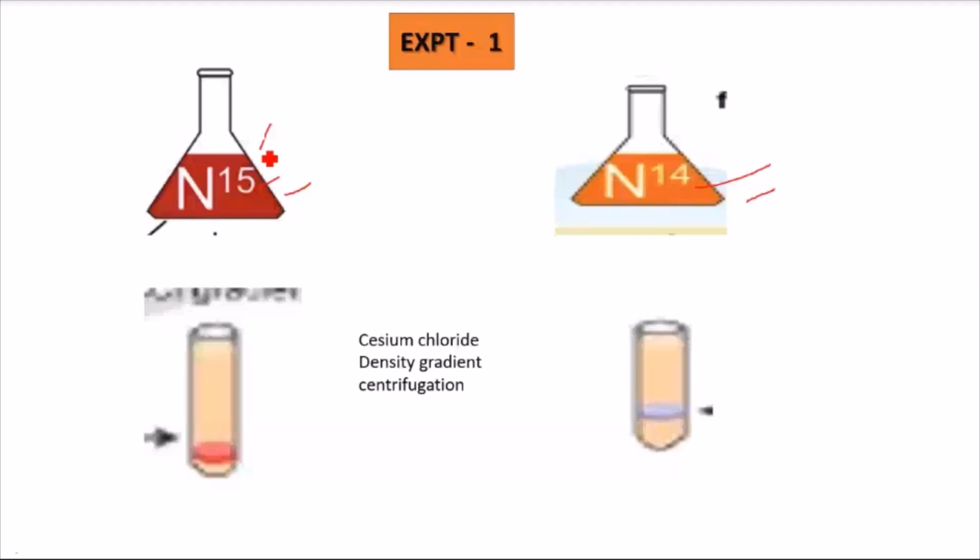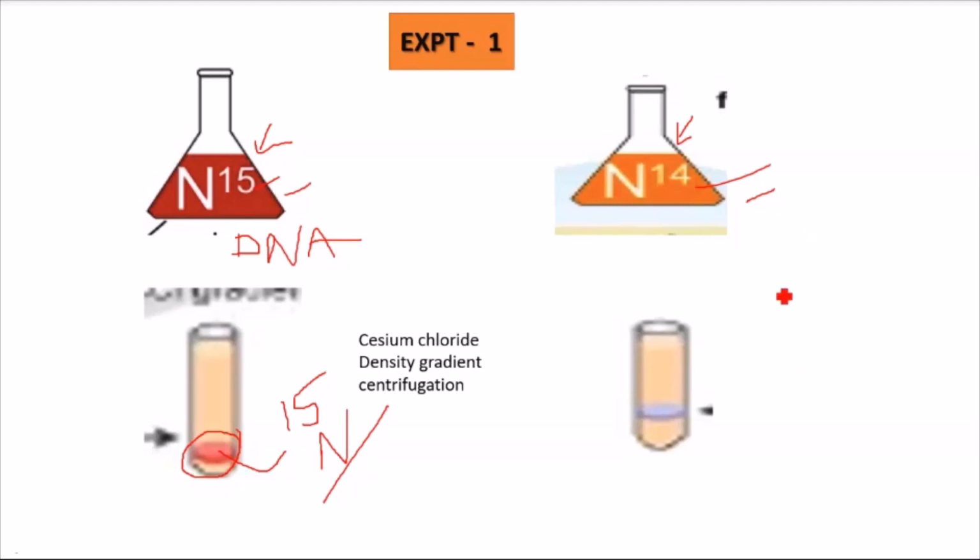Allow them to grow for several generations. After the several generations of growth of E. coli, the DNA of the E. coli is isolated from this medium and centrifuged, and observe the band formation here. The band is known to contain N15. N15 is the heavy nitrogen. N14 is the normal nitrogen.